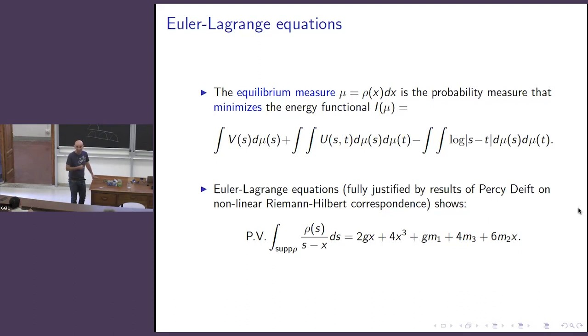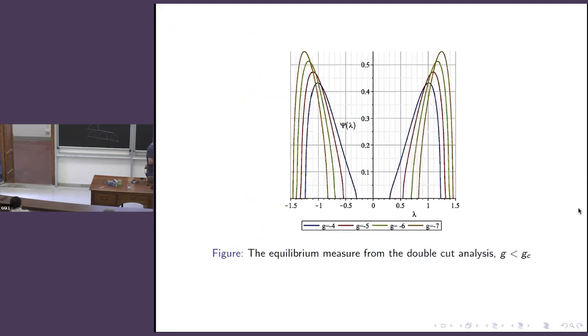At large N, yes, exactly. Yes, that's exactly what it is. But for obvious reasons, this is called the equilibrium measure, because this minimizes the energy. This is a concept of energy, the energy functional. All right, so that's for that.